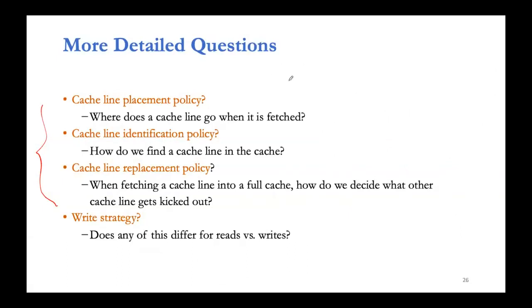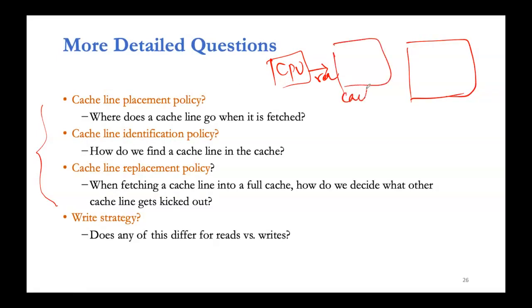Cache line placement policy means, where does a cache line go? If the CPU sends a request to your cache and that memory is not there, then the request will be forwarded to your memory. From that memory, if the data is identified, it will be fetched and stored into the cache. But where it should go and take place, whether in the first place, the next place, where it goes, that is the placement policy. Where does a cache line go when it is fetched from the memory?